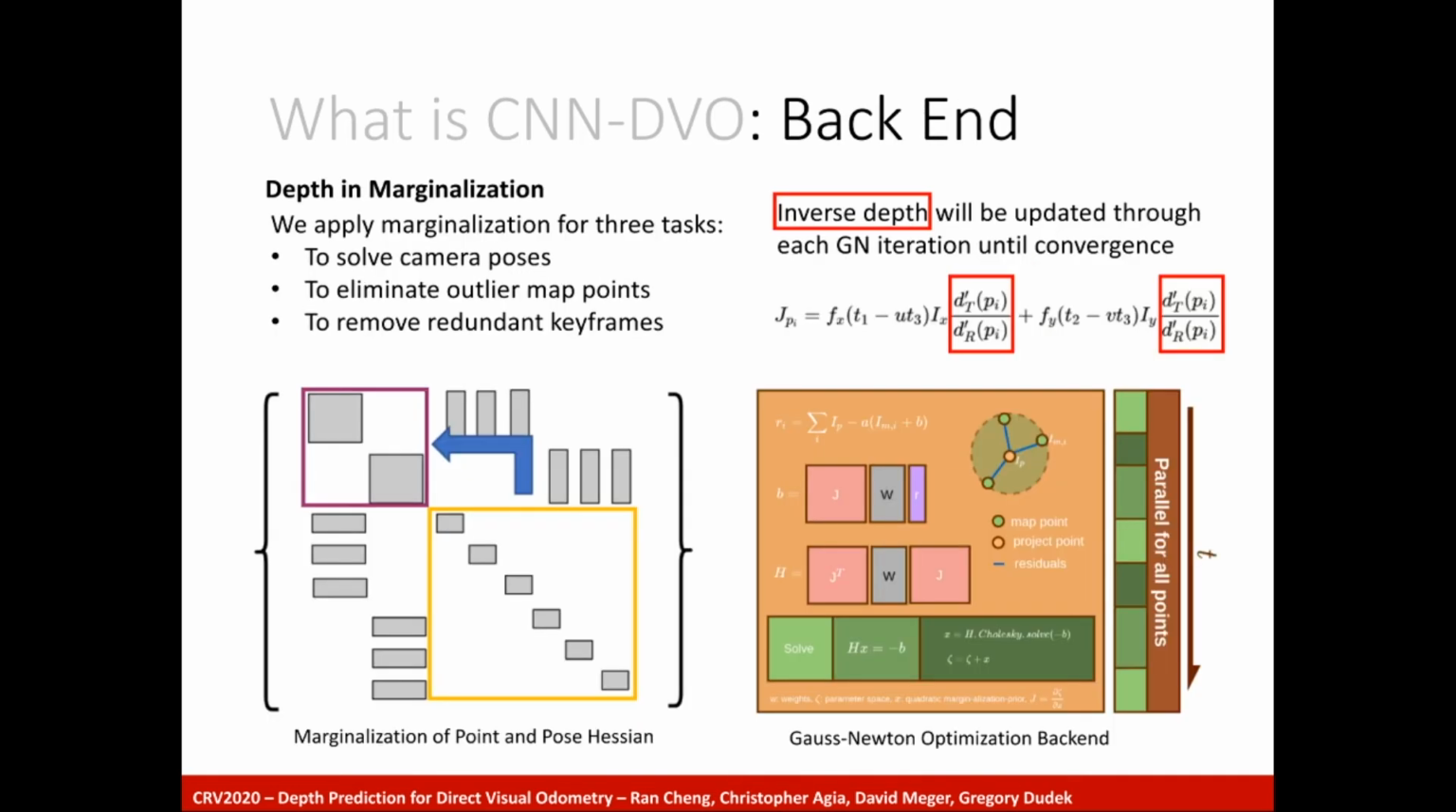A little bit on the back end. We have our marginalization framework, which aims to accomplish 3 tasks. One is to solve for the camera poses by using the Schur complement of our Hessian matrix. Two is to eliminate outlier map points. And three is to remove redundant keyframes. As our pose is solved for through several iterations of the Gauss-Newton optimization, we use the estimated pose to refine our initial predicted depths until both our pose and our depth have converged.